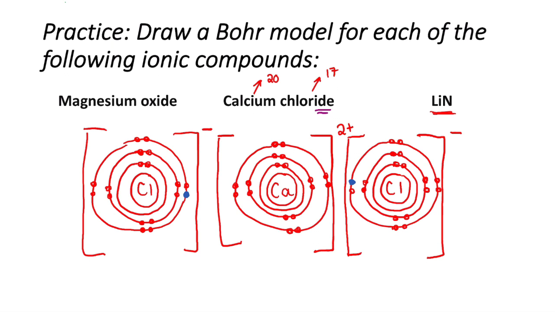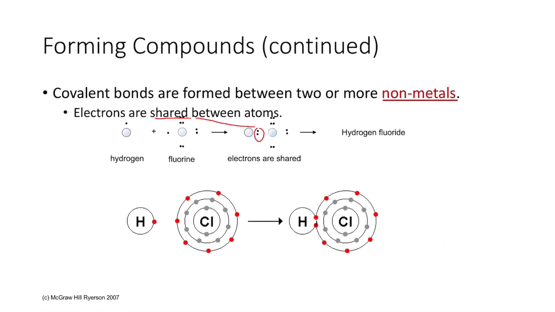Okay, so try the other two. I will post the answers for these. Okay, so we're now going to move on to covalent bonds. So that last example was ionic bonds, now on to covalent.